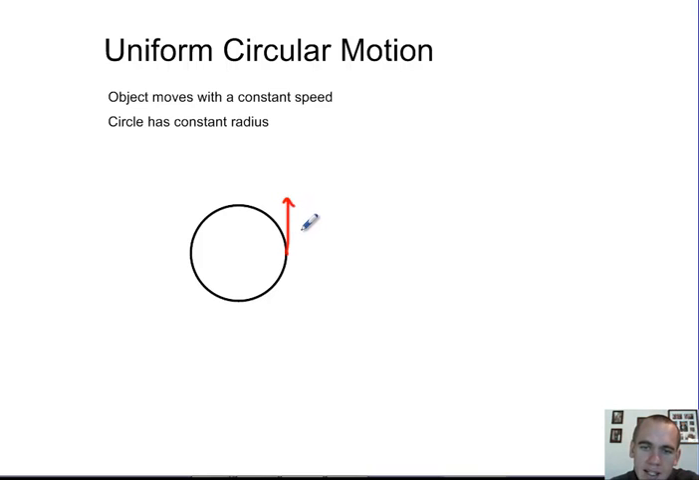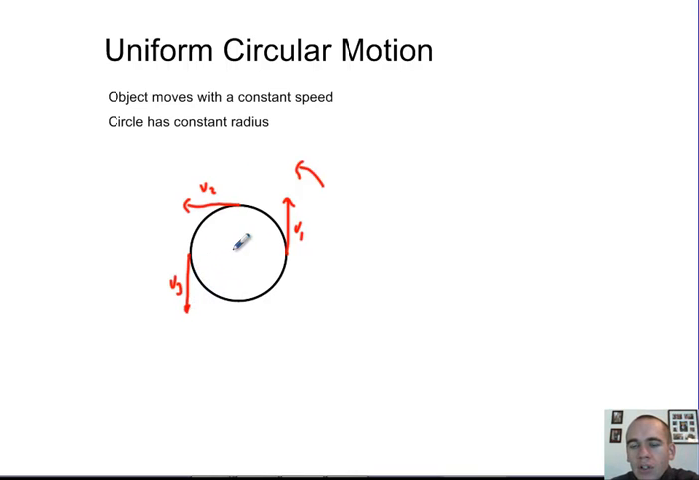Right here, it has a velocity v1. Over here, a little bit later, it has another velocity. This velocity would be v2. And then a little bit later, v3 is this way. Now, I want you to think about that. This object has actually completely reversed direction between v1 and v3.